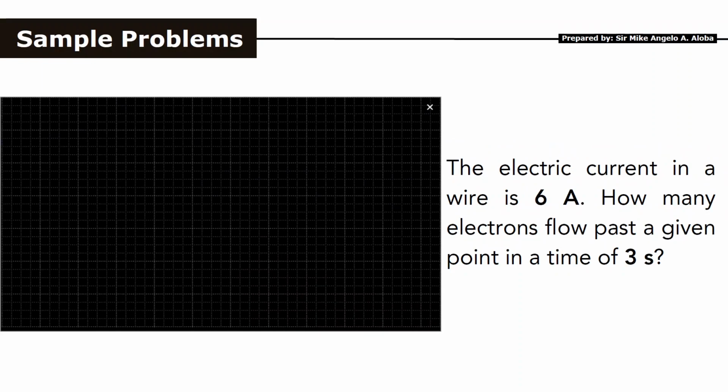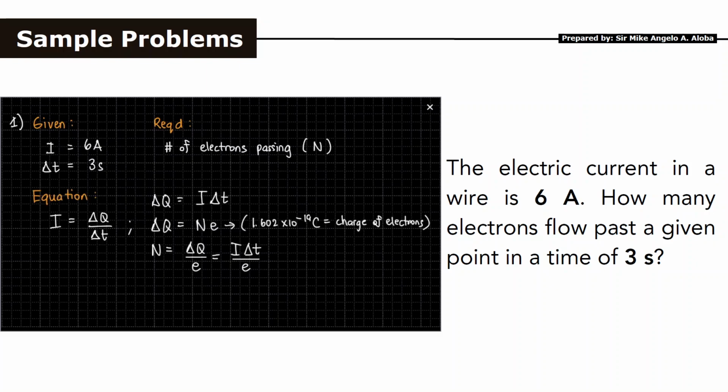So let's first write the given. So we have a current I of 6 amperes and a change in time of 3 seconds. Then we write what we're looking for, or the required in the problem, which is the number of electrons passing, or we symbolize it as N, capital N. Then we write the equation.